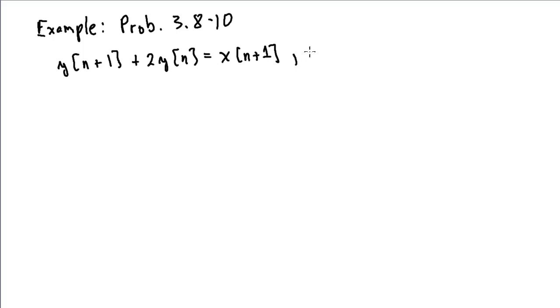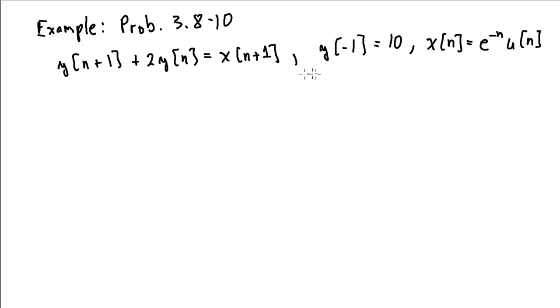And then we're given the initial condition that y of minus 1 is equal to 10, and we want to find the response to this input, e to the minus n u of n. Okay. We'll start with the zero input response.